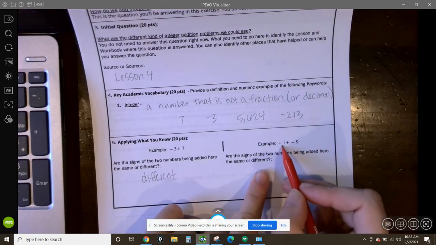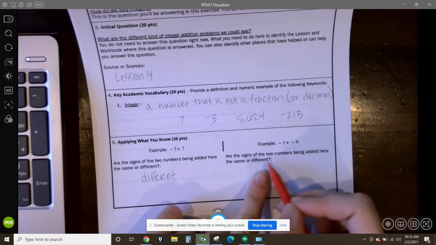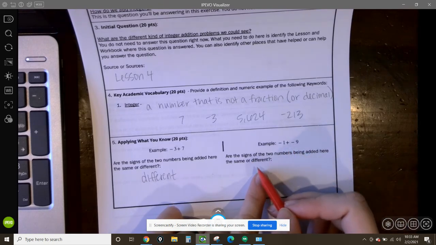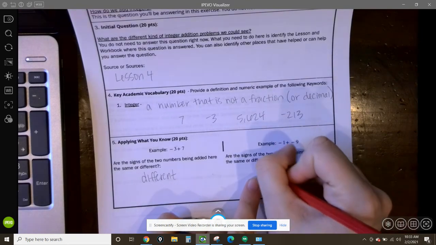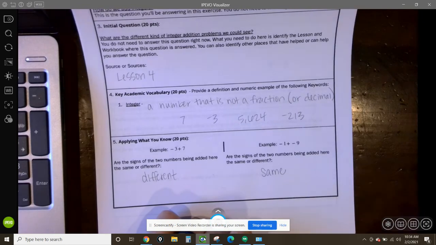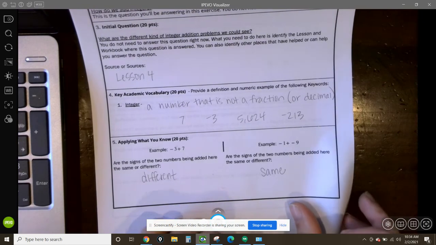Our second example is -1 plus -9. So are the signs of the two numbers being added here the same or different? So we have -1 and -9. So the signs are the same. That's all you have to do on that part.